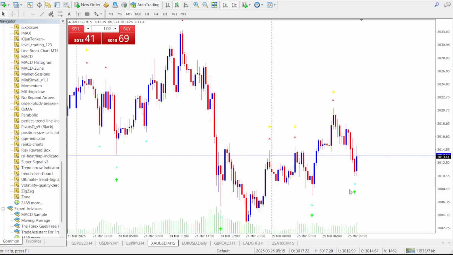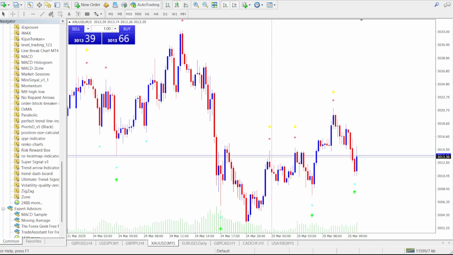So here's what these signals mean. A green arrow appears when the market is gaining bullish momentum. Then a yellow arrow signals a weakening market, meaning that sellers are taking control.